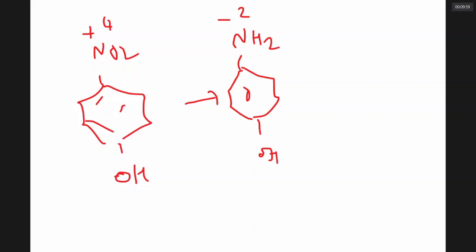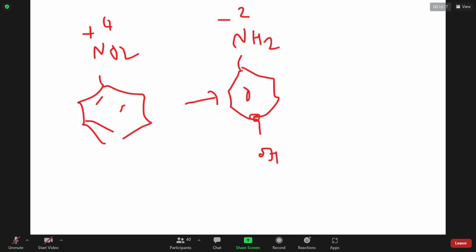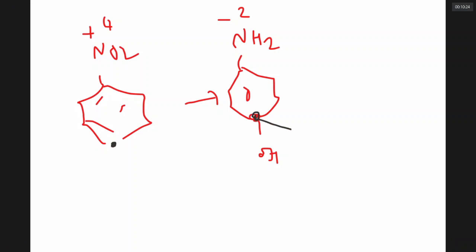How is this transformation possible? If they give the problem like this, I am in trouble. I have to work out the oxidation state of carbon here, as such, and what it became here. What is the oxidation state of carbon here?